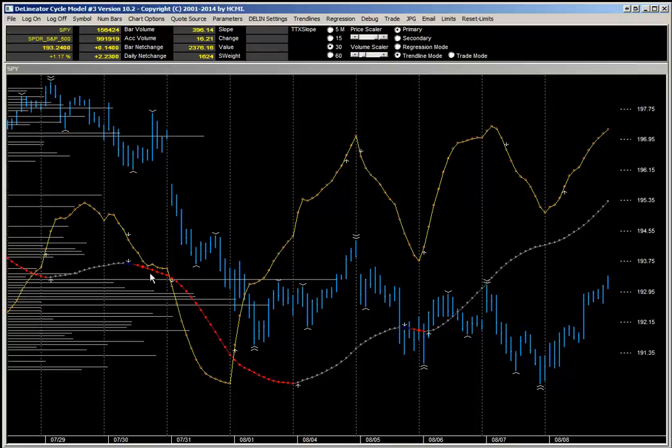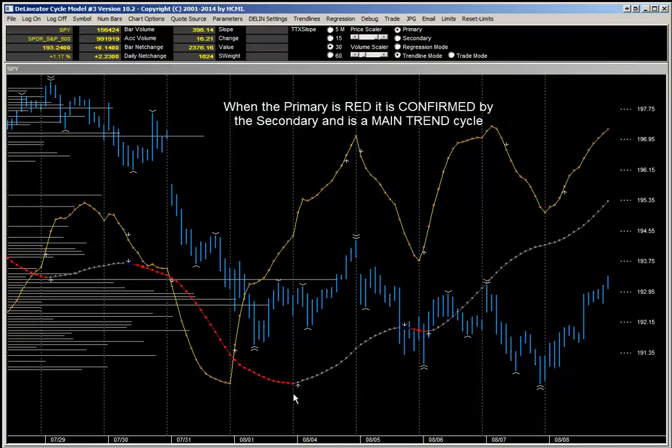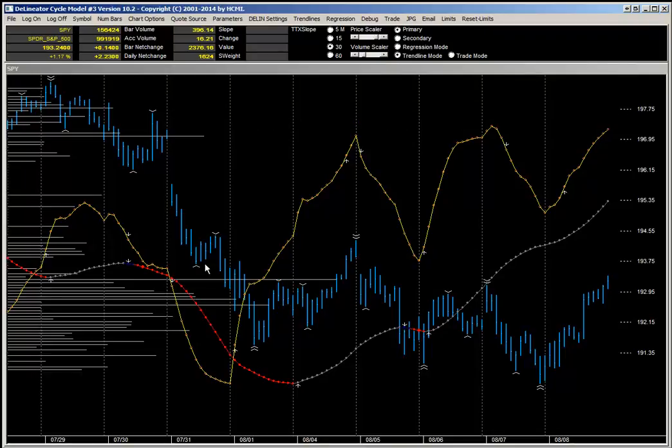When it's colored red, in this case, back here from July 30th through August 1st, we know that its direction is confirmed by the direction of the secondary. Hence, it's a main cycle trend. We would expect to see lower lows and lower highs. And in the case of an unconfirmed upcycle, we would not expect to see higher highs and higher lows. In this case, we got lower lows here and slightly lower highs, so that's very consistent.